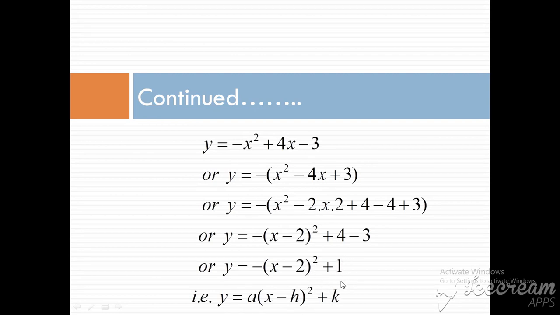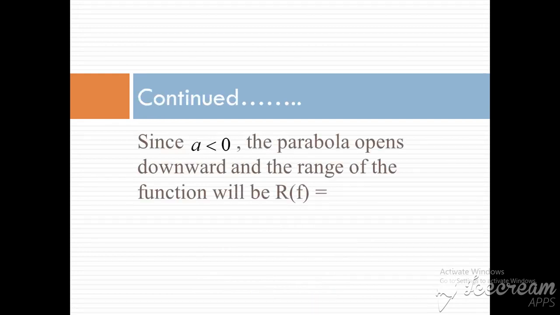Now in this case, what will be the range? Let us find out. Since a is less than 0, the parabola opens downward, and the range of this function will be y less than or equal to k, that is y less than or equal to 1, since the value of k is 1.